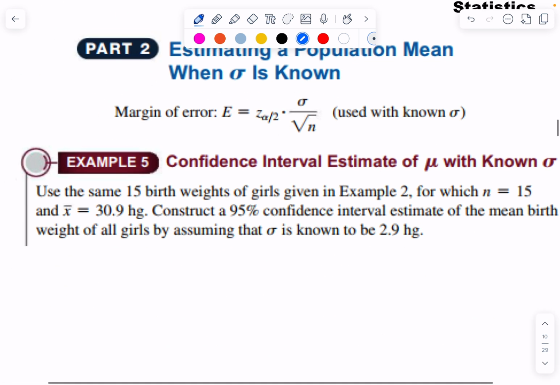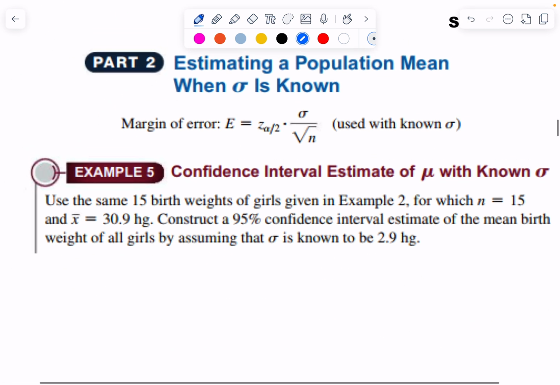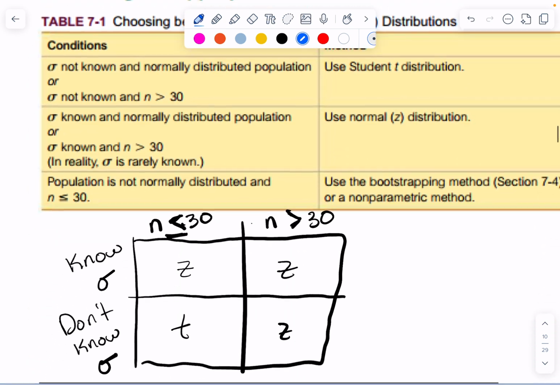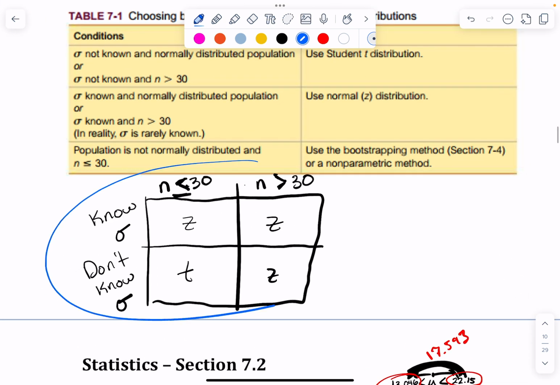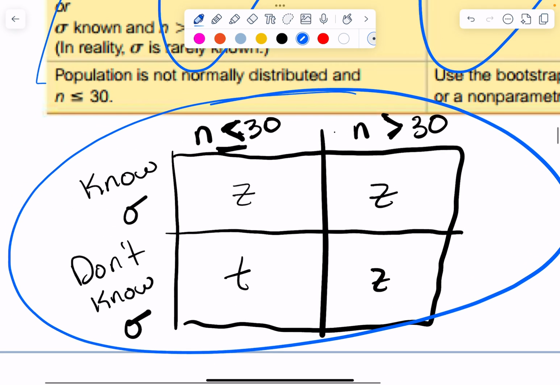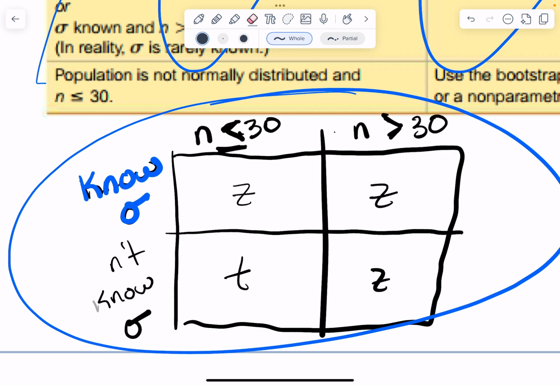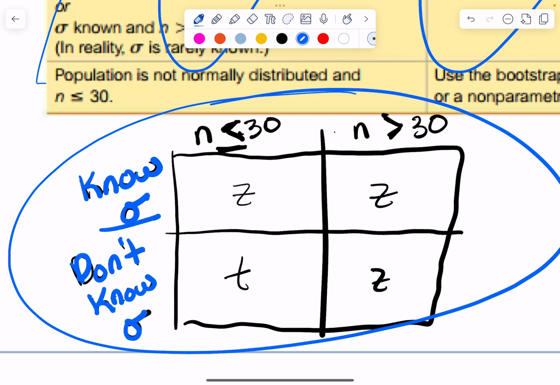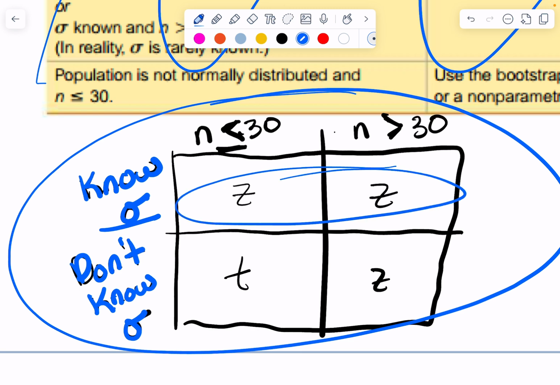So there's that. Now, part 2 is talking about this little chart I put down here at the bottom. This is better for me to explain than this little yellow sheet. So if you want to replace this, just write this down. You know sigma, which is your standard deviation, or you don't know your standard deviation. And that is not just any old standard deviation. That is your population standard deviation. So if you know your population standard deviation, you will always be using the Z-chart, regardless of whether n is greater than 30 or n is less than or equal to 30.